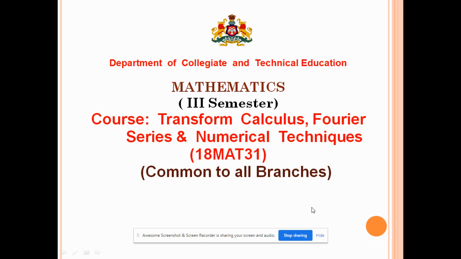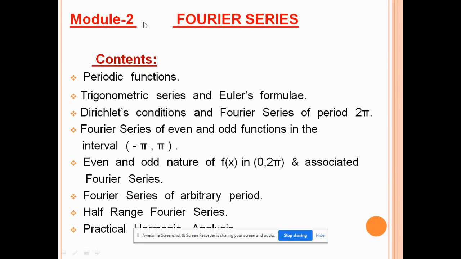Hello everyone. Today I will start one of the modules of third semester engineering mathematics. The course name is Transform Calculus, Fourier Series and Numerical Techniques, and the code is 18MAT31, and this is common to all branches. The second module we will discuss today is Fourier series.